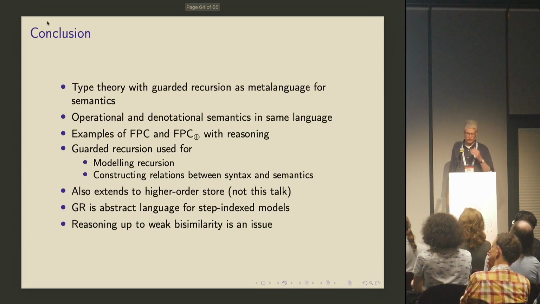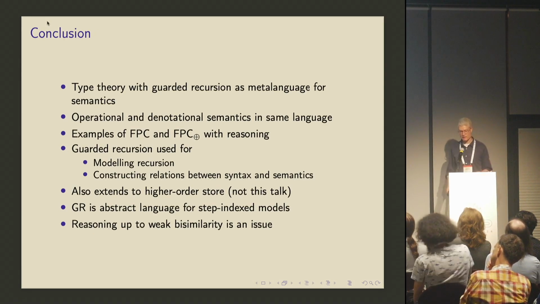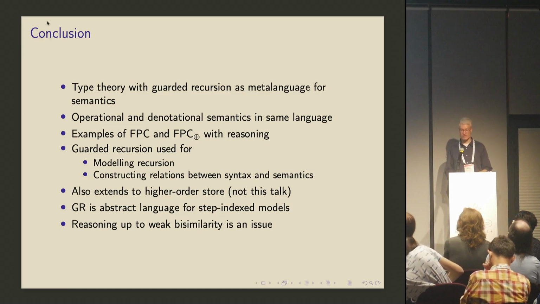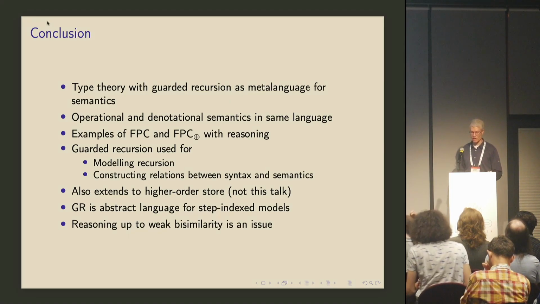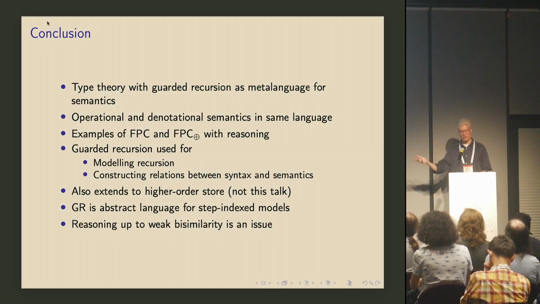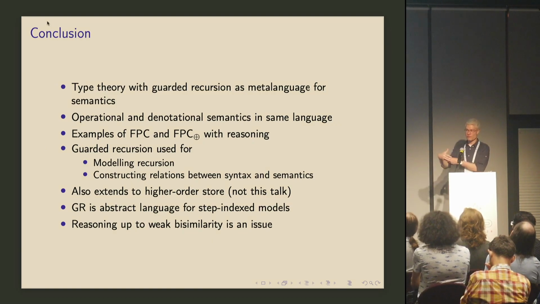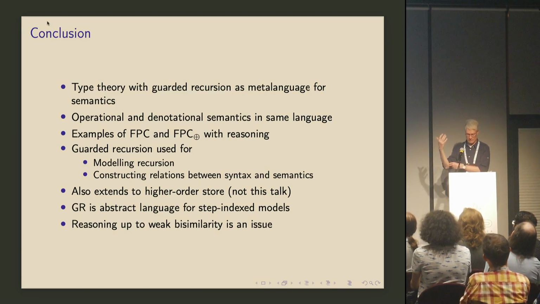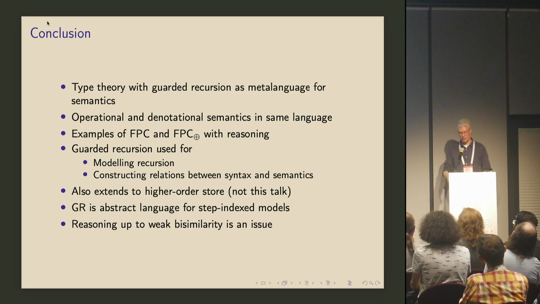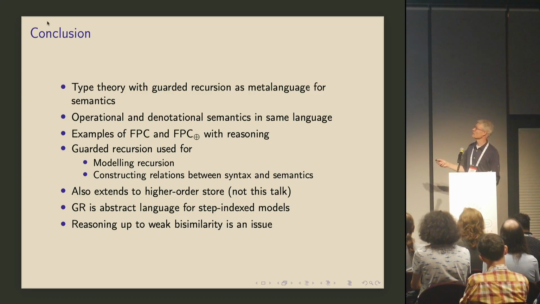Okay, so here are the conclusions. I showed you a type theory with guarded recursion, and I'm proposing this as a metalanguage for doing operational and denotational semantics. We did both operational and denotational semantics here. We proved contextual adequacy and computational adequacy, also within this type theory. And we used this for reasoning about examples of probabilistic FPC. And this also extends to higher order store and other languages beyond the reach of domain theory, but I haven't talked about this in this talk.